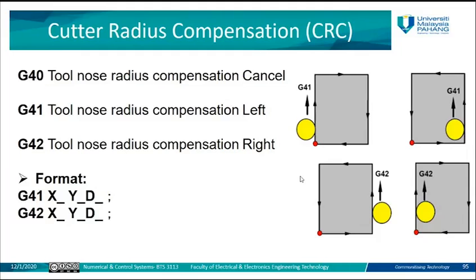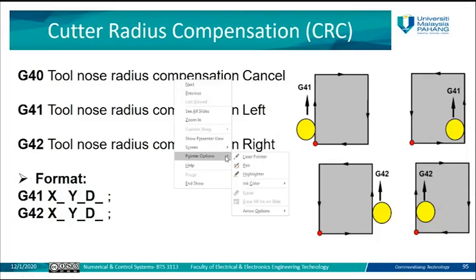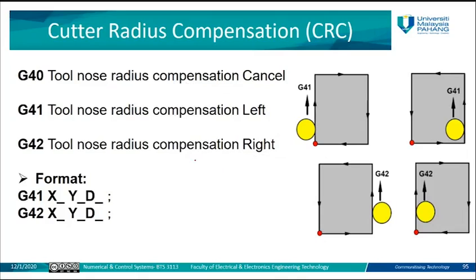Compensating the cutter means compensating the radius of the cutter, which depends on the tools, because we said we have different tools and there is an automatic tool changer. We change the tools depending on the required task. So in this case, if we have a small cutter, it's not the same as a cutter with a bigger radius.